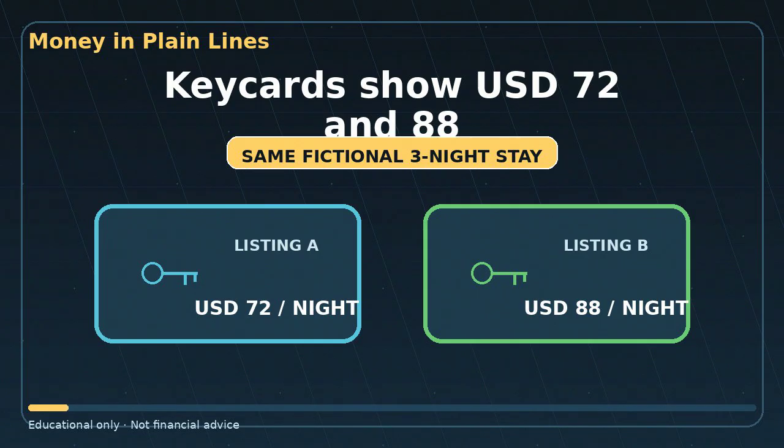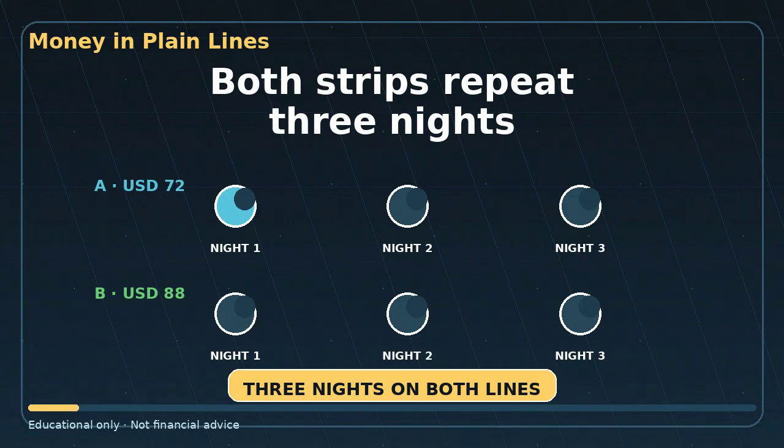But a nightly rate is only one line of a complete price. This lesson keeps the dates, occupancy, nightly charges, and one-time cleaning fees visible until both totals are complete.